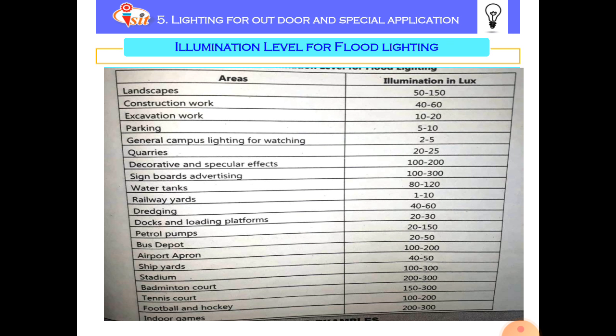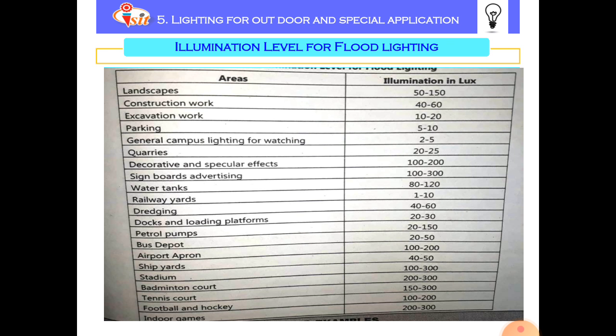The next chart shows the illumination level for flood lighting. For the landscapes, 50 to 150 lux level is required. For the construction work, 40 to 60 lux level is required. For the excavation work, 10 to 20 lux levels are required. At the parking, 5 to 10 lux level is sufficient. In general campus lighting for observation or watching, 2 to 5 lux illumination is required. Next one is quarries, 20 to 25 lux level is sufficient. Decorative and specular effects, 100 to 200 lux level illuminations are required.